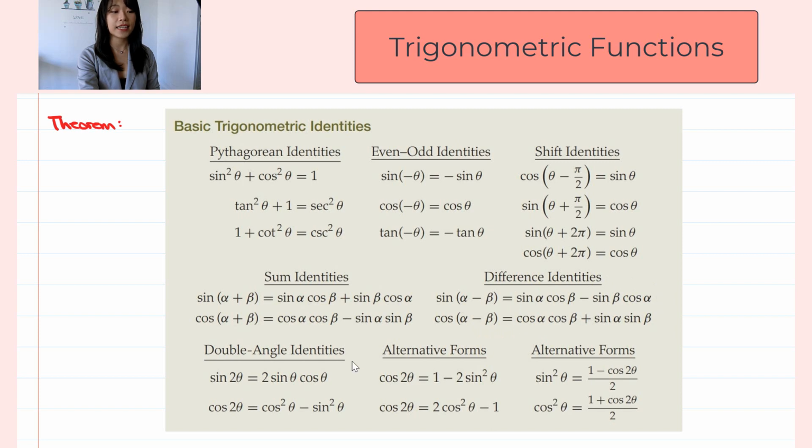Below there are a few more identities, the double angle identities. When we have sine and cosine of 2 times theta, we can rewrite them in this form, or an alternative form. Or with some rearrangement, I can isolate the sine square and the cosine square, so I can rewrite the sine square and cosine square in this form.